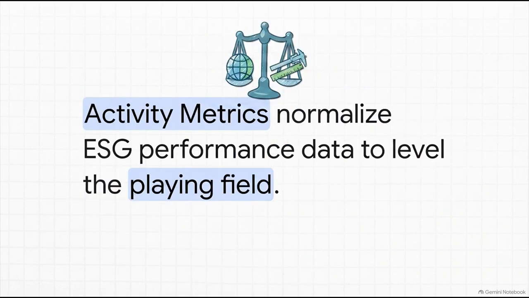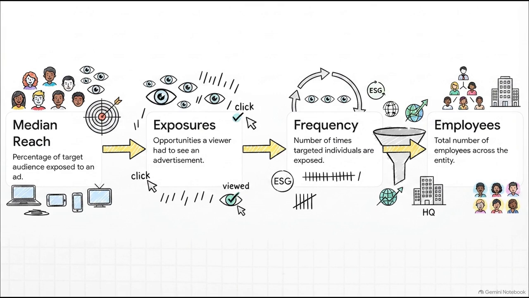So, what's the solution? They use activity metrics. We show how to measure median reach, total exposures, frequency of exposure, and total employee count to normalize ESG performance data across the industry. This is exactly how we quantify the true scale of an advertising entity's operations, making those apples-to-apples comparisons finally possible. Let's break down how this data funnel actually works.